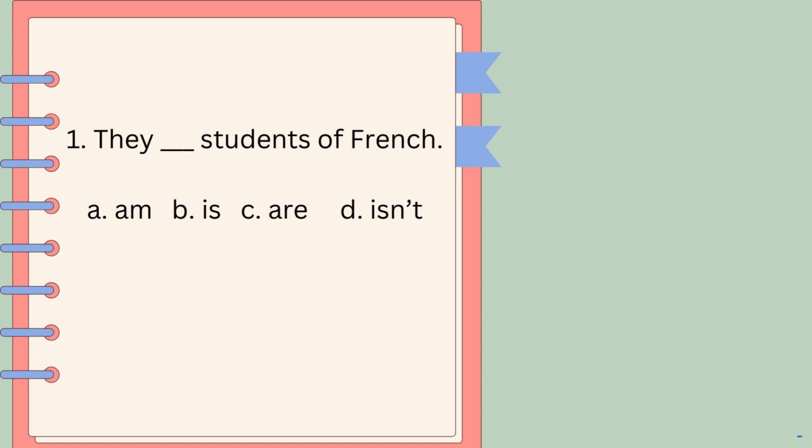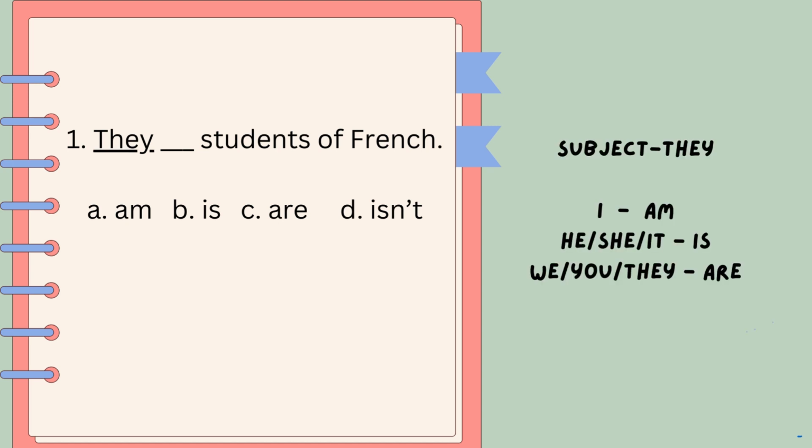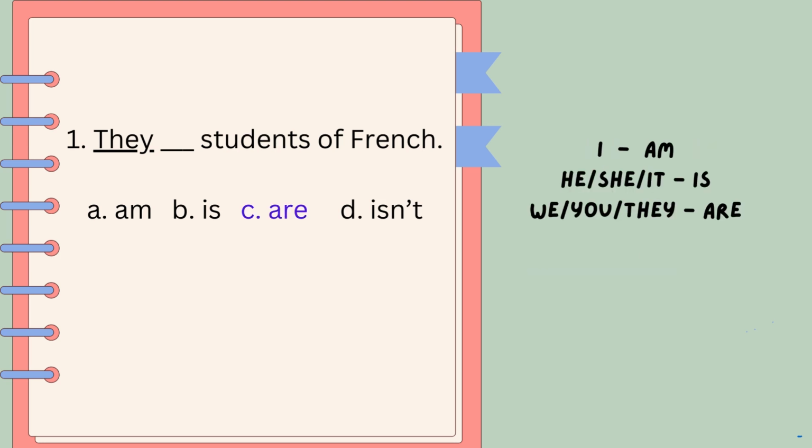They blank students of French. Let's underline the subject here, they. So we use am for I, and is for he, she, it, and are for we, you, they. So here the answer is: they blank students of French. They are students of French.